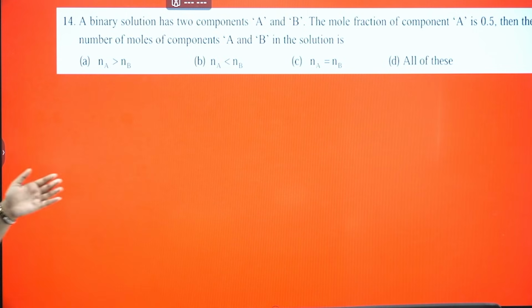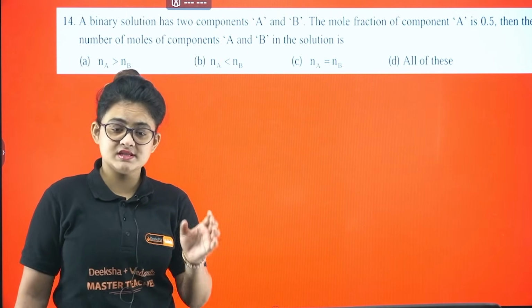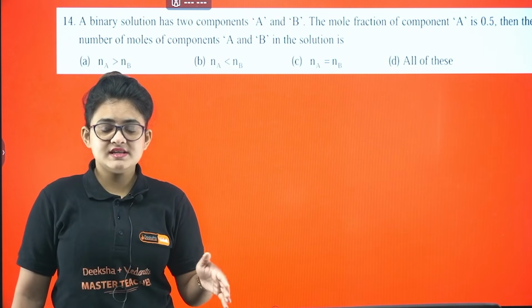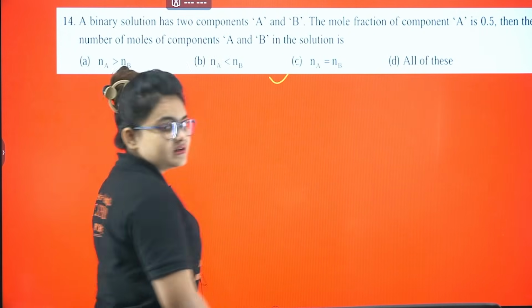So if the mole fraction of one component is 0.5, the other component will be 0.5 as well, because the summation will always be 1. As a result, the number of moles will be similar as well. So option C is going to be the correct one.